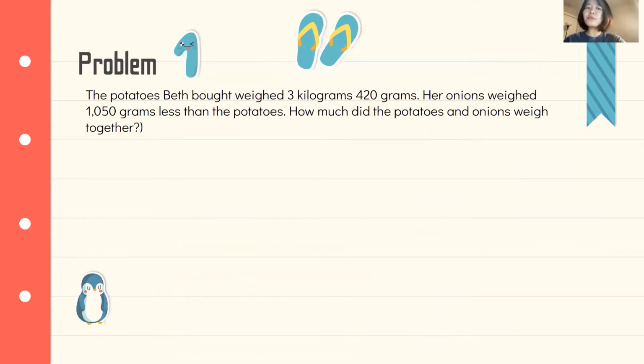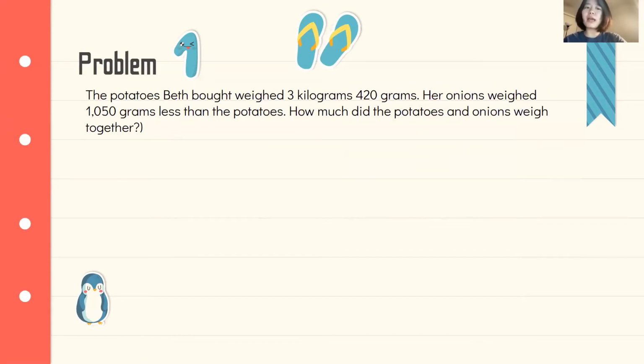Okay, I think we're ready for our lesson. So let's look at problem 1. The potatoes Beth bought weighed 3 kilograms, 420 grams. Her onions weighed 1,050 grams less than the potatoes. How much did the potatoes and onions weigh together? After we finish reading the problem, do not rush to write down the equation first. Ask yourself 2 questions: Can you draw something from the problem, and what can you draw?